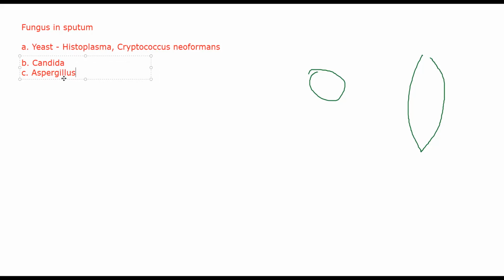Okay, Aspergillus specifically, you'll be able to see 45-degree angle branching. And you will see larger hyphae, very large hyphae. Generally they will be dichotomous. So, those are some of the fungi that you can see in sputum. With that completes our examination of sputum, what all different things you can check for in sputum.